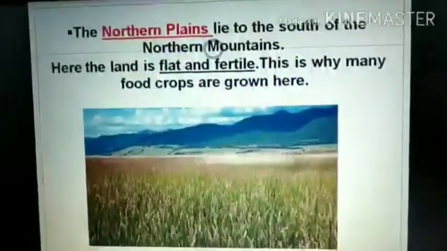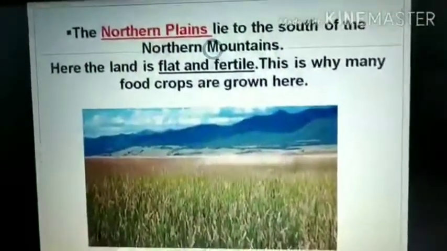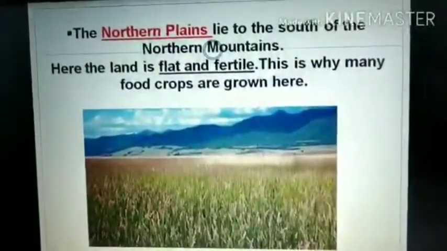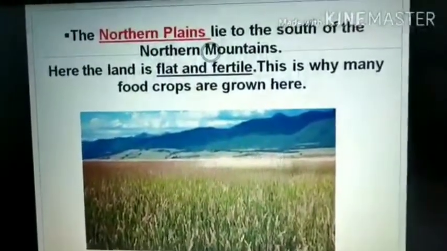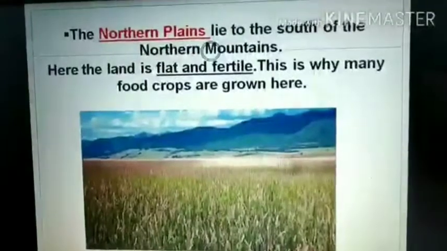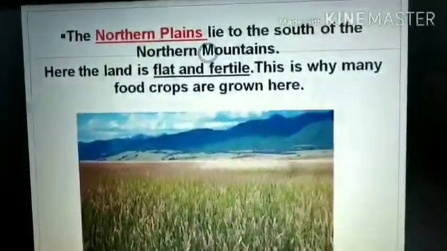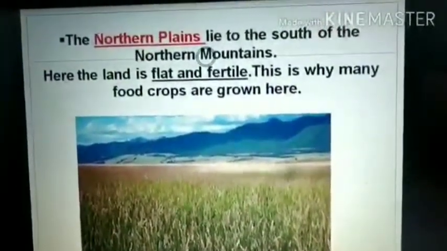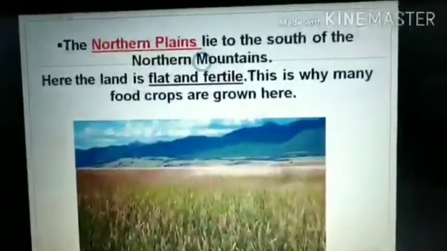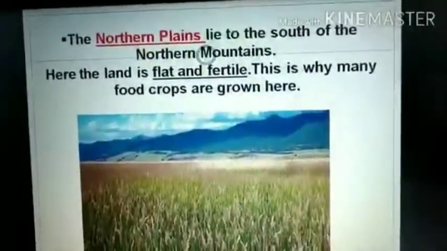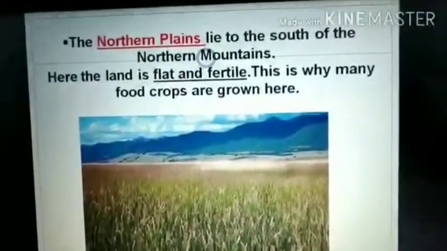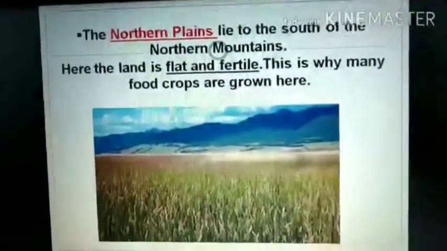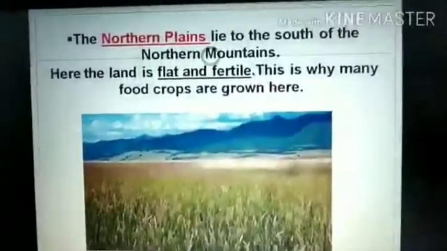Next, the second one is northern plains. Below the mountain lies the largest and the most fertile plain land, commonly known as the Great Plains or the Indo-Gangetic Plain. The region is fed by the 3 important rivers of India, that is Ganga, Brahmaputra and Indus.